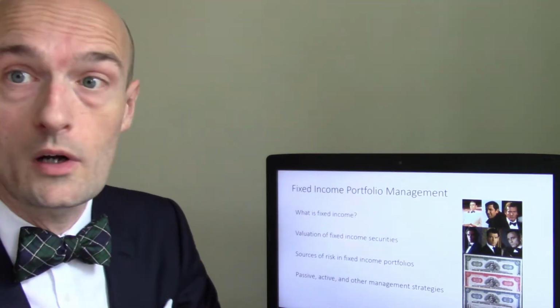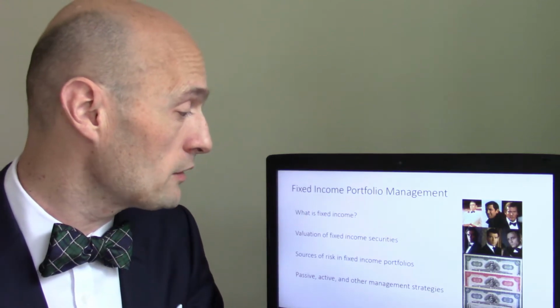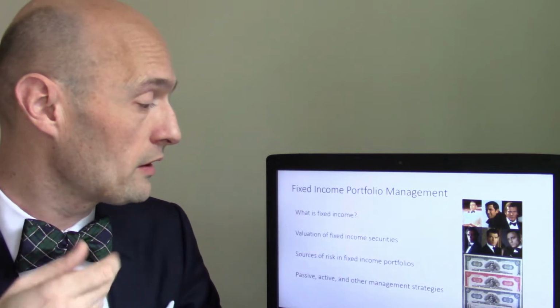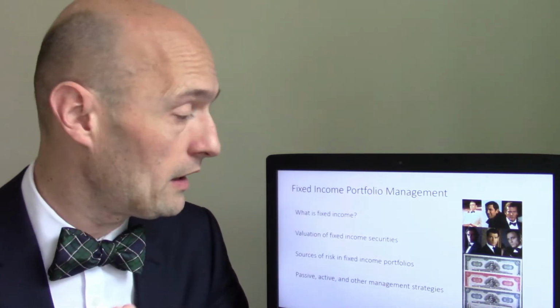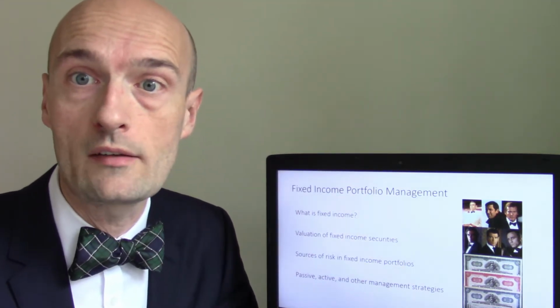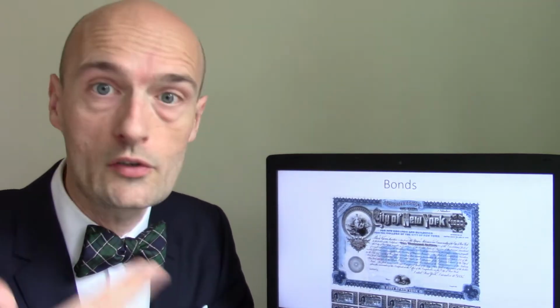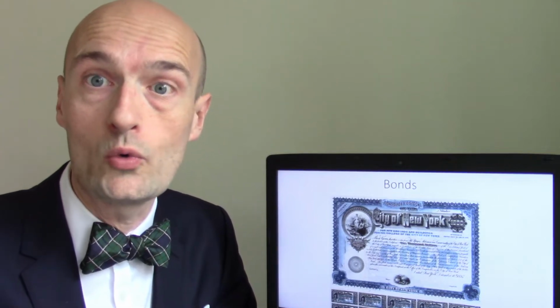So we'll learn what is fixed income, we'll learn how fixed income securities are valued, we'll learn about the sources of risk in fixed income portfolios, and then we'll also learn about passive, active and other investment strategies that people might follow when investing in bonds. So the first thing we're going to talk about is just what is a bond. And a bond is a loan usually.